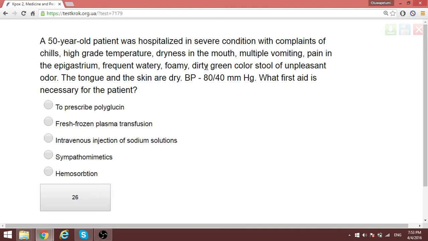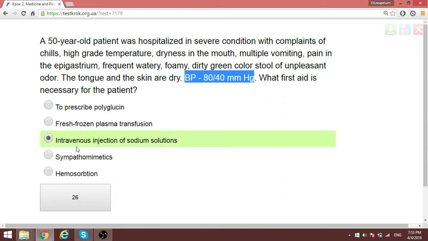Alright, we have a patient that is being dehydrated due to multiple vomiting and frequent watery stool. So whenever the tongue and skin of a patient are dry, you're thinking of dehydration. Blood pressure is 80/40. The patient is in shock. What is the cause of this? It's dehydration. How do you reverse it? You give the patient fluids, and how do you do that? By intravenous injection of sodium solutions.